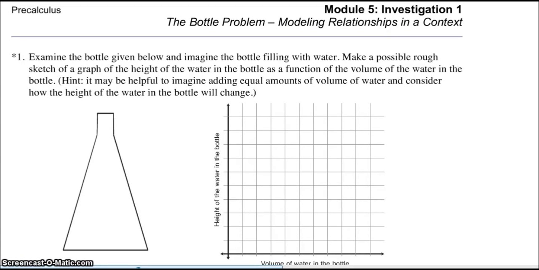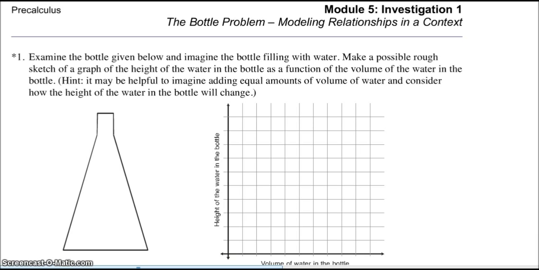Module 5 Investigation 1, The Bottle Problem, Modeling Relationships in a Context. 1. Examine the bottle given below and imagine the bottle filling with water. Make a possible rough sketch of a graph of the height of the water in the bottle as a function of the volume of the water in the bottle.